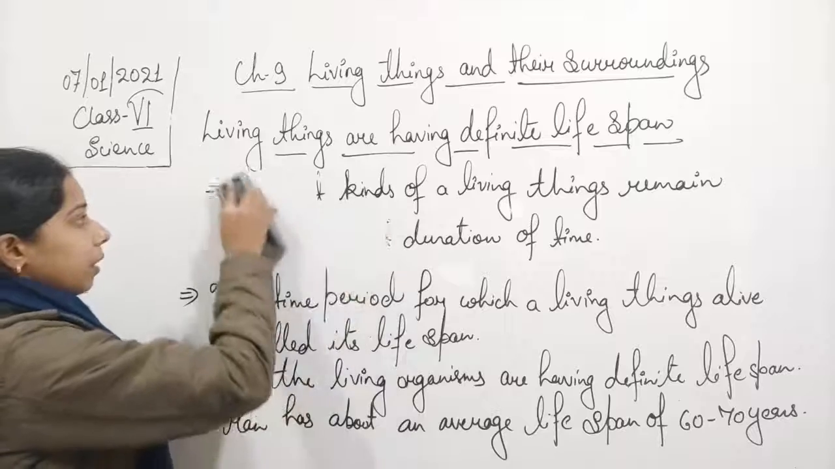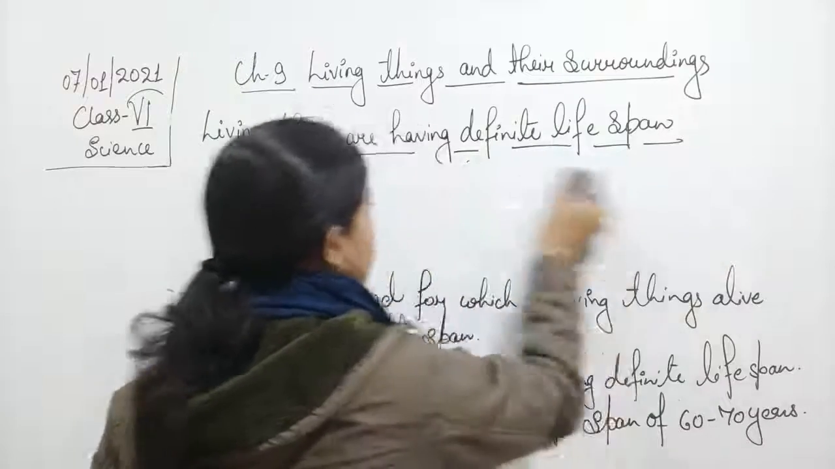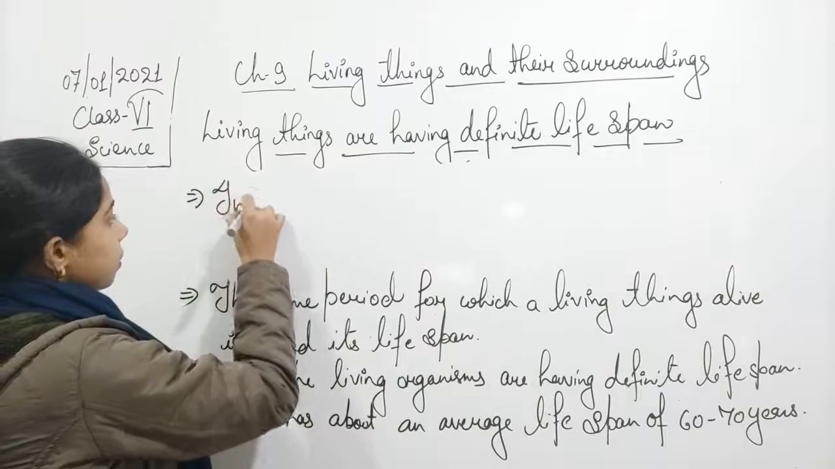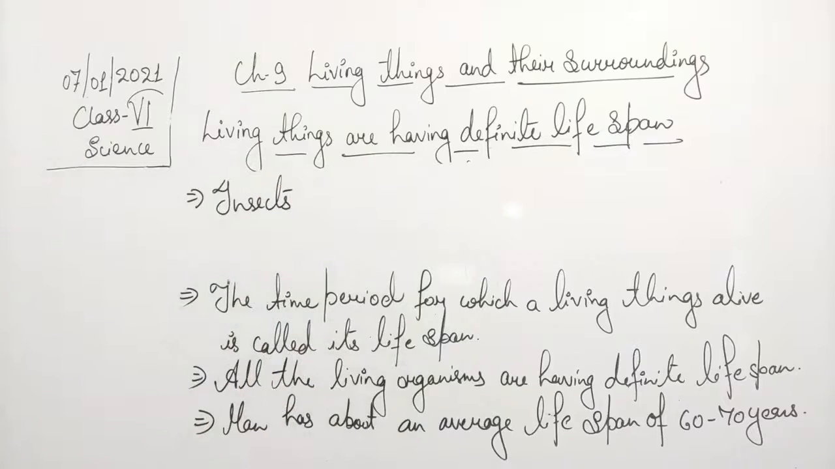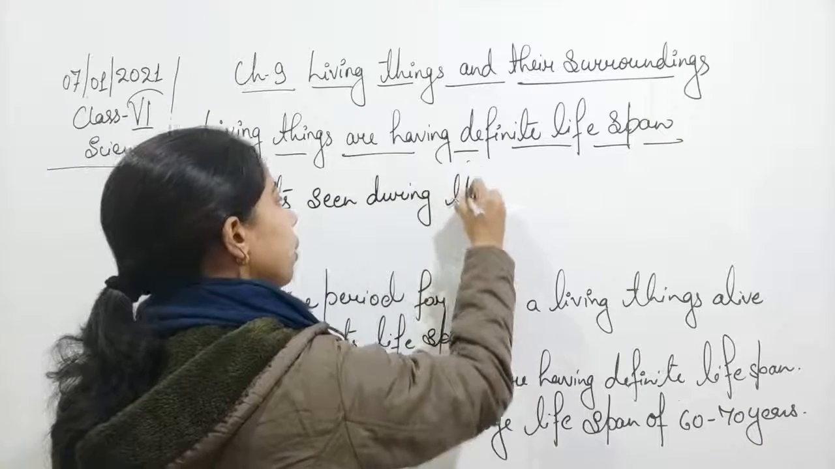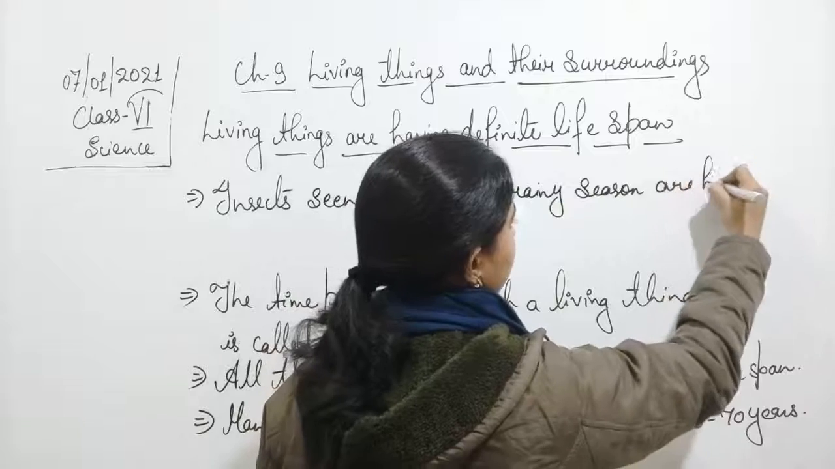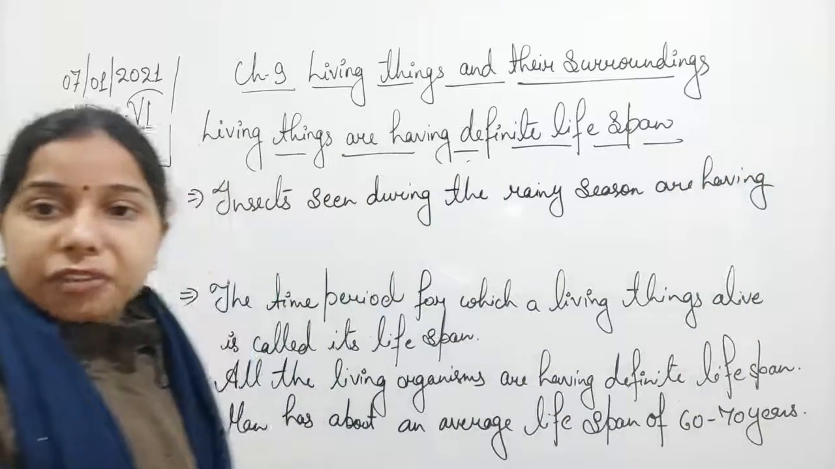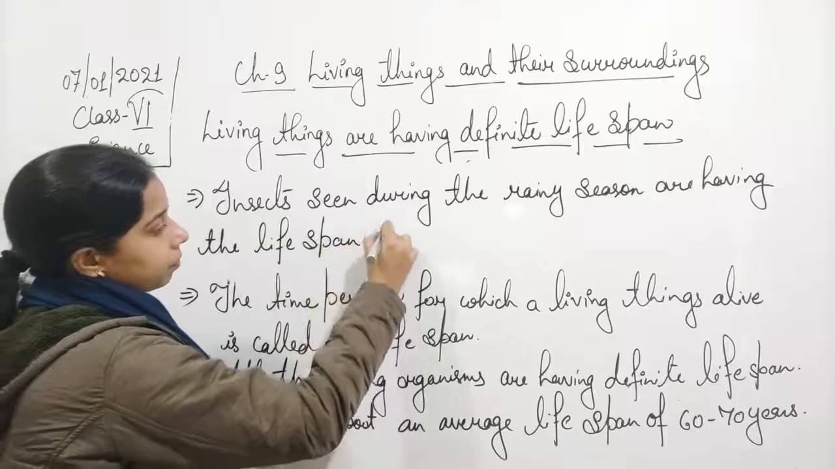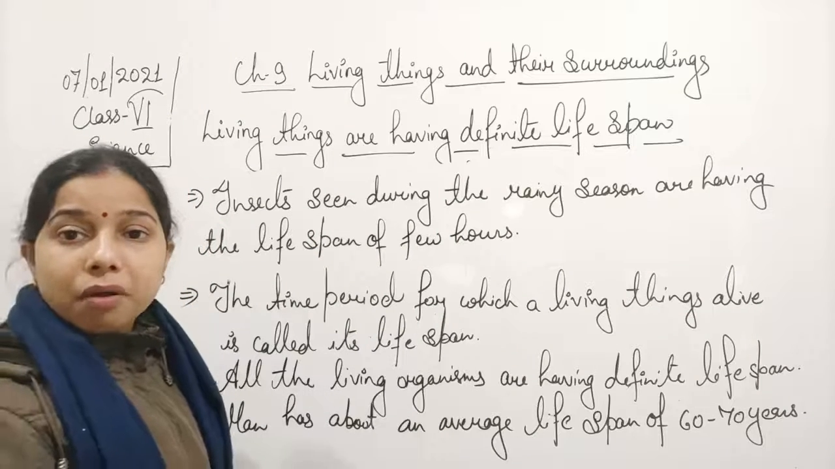Okay, so we can write it that insects seen during the rainy season are having the lifespan of few hours. Okay, they are having the lifespan of few hours.